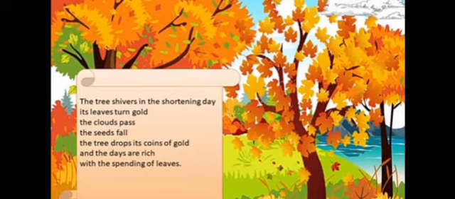When the autumn season begins, the days become shorter and the trees shiver and become cold and move. Its leaves become matured and turn into golden color. The clouds in the sky pass by and see the seeds and the leaves falling just like the coins of gold. So these days are very rich for the trees.